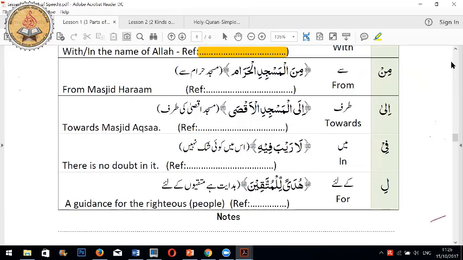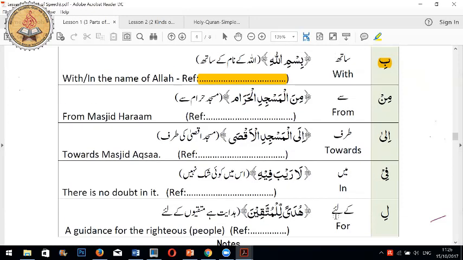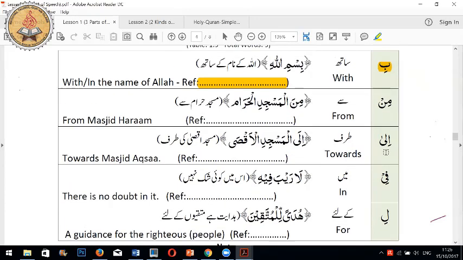Again, find this out from the first page of Surah Al-Baqarah, chapter number 2: a guidance for the righteous people. Now, just as a specimen, just for example, they have been given these 5: bi, min, ila, fi, li. You will remember that the first, bi, is only one letter. The last, li, is only one letter.